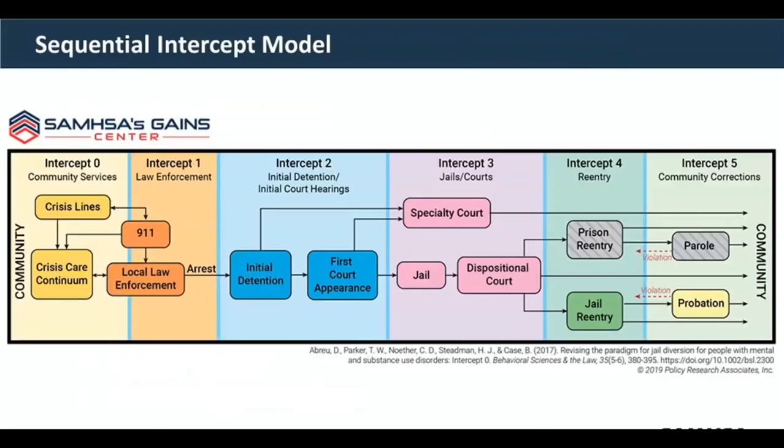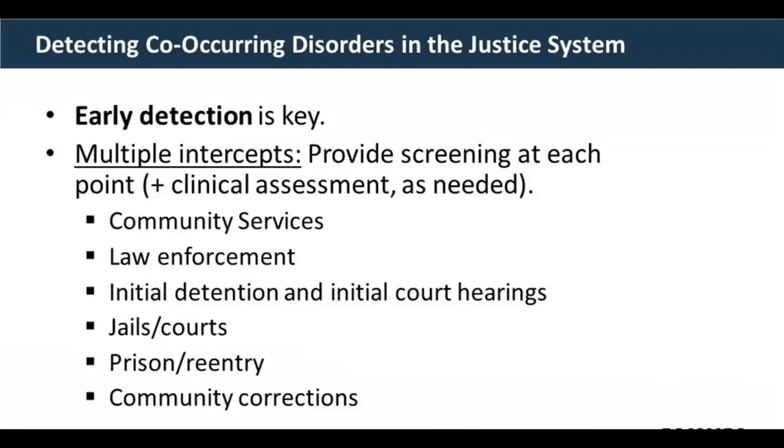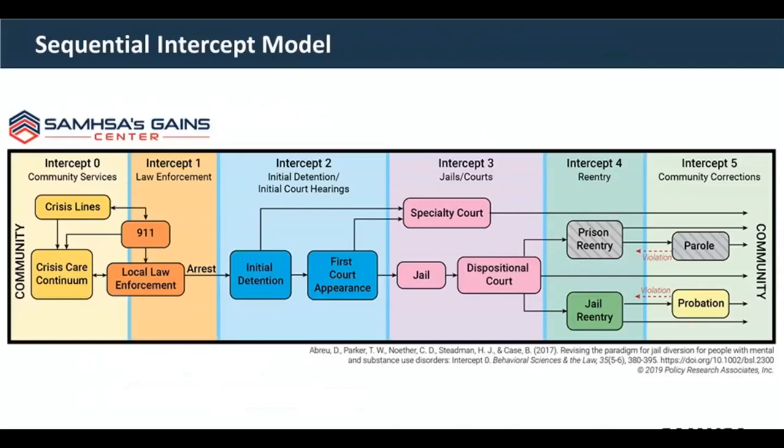So I just got done talking on the previous slide, which I'm going to flash to again, about why early detection is important at each of these 6 intercepts. And you can see up here the sequential intercept model itself, the model that we use to do sequential intercept mappings when we go into a community. But the short answer again to that question is good screening and assessment is needed at all 6 intercepts that you see on the screen right here.